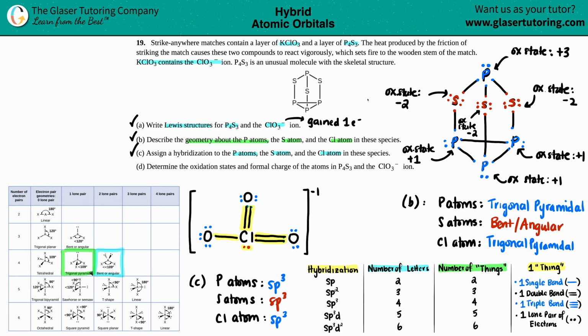Now, your overall charge, since there was no charge here, it should equal 0. But if you add up all the oxidation states, +3, -2, -2, -2, and then you have 3 plus 1s, that equals 0. So we're good to go here.